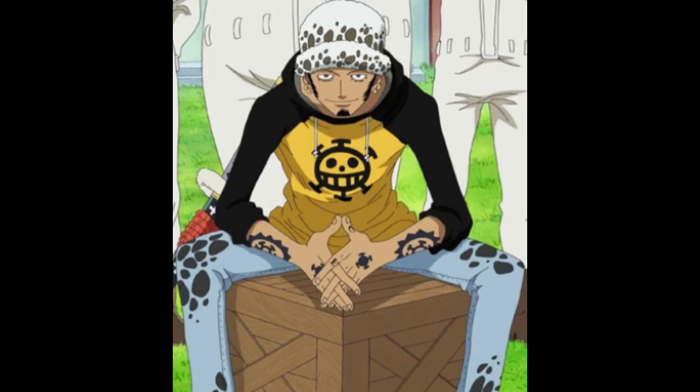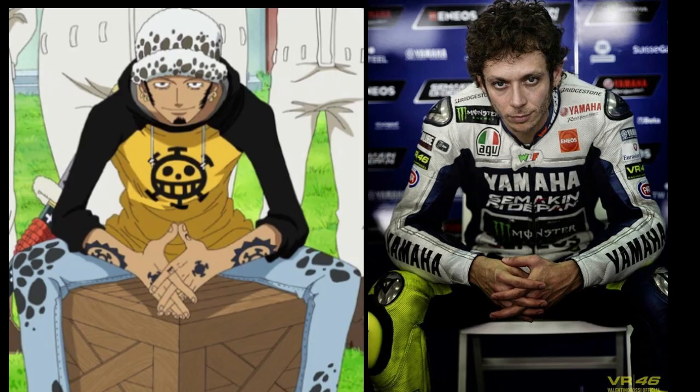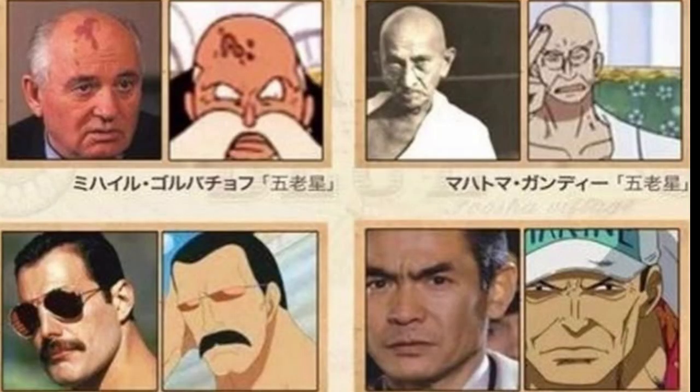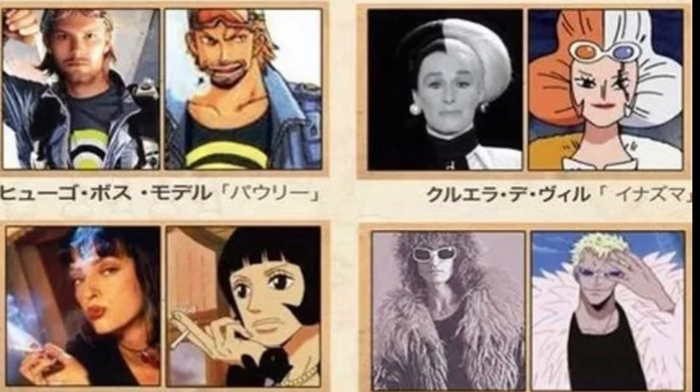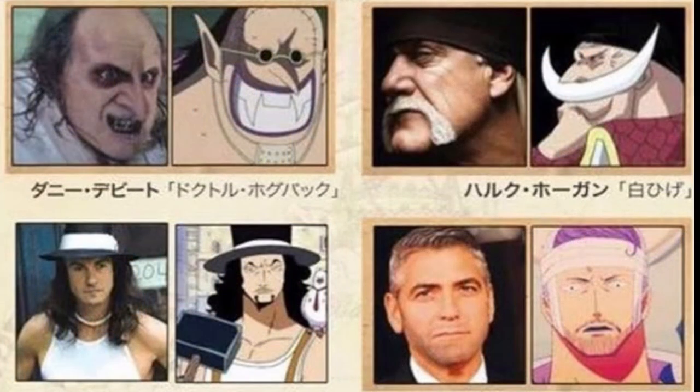For example, Trafalgar Law's "actor" is Valentino Rossi, a 9-time Grand Prix motorcycle racing world champion. Do you see the similarities? Use their features as inspiration. You don't have to copy them exactly, but take inspiration from their posture, facial expressions, or unique features. Focus on the traits that make this person uniquely them, whether it's their eyes, hair, posture, or expression.